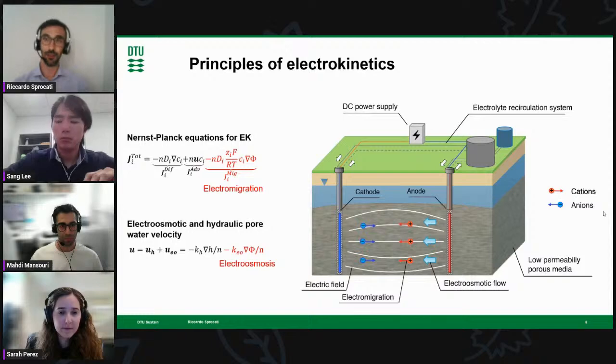In this case, you have a movement of this mass of cations towards the cathode. And if you take a look at the continuum scale, this results in electroosmosis. That actually has the same effect as a water flux, and essentially this contributes to the hydraulic pore water velocity.